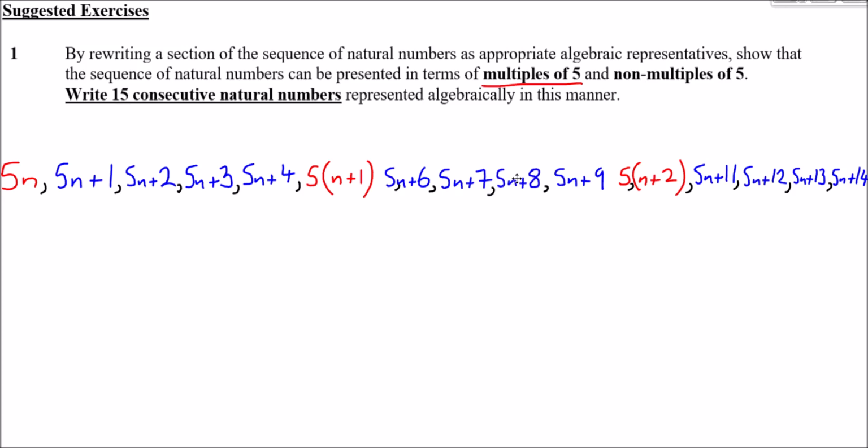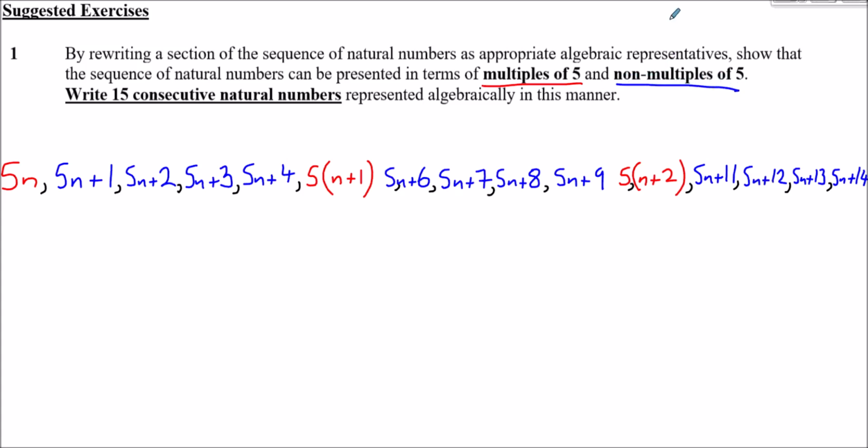There we go. So multiples of 5 and non-multiples of 5. If you divided these by 5, you'd have a remainder of 1, 2, 3, 4. Then here is a multiple of 5. So that's just an extension of what we saw earlier in the explanation of this subchapter. So that's question 1 done.